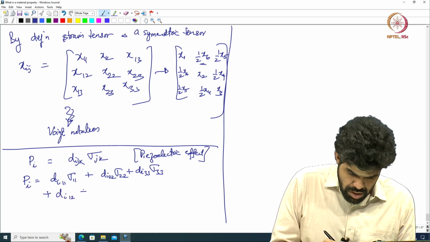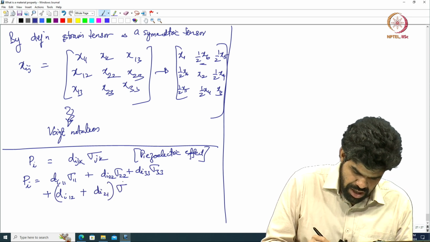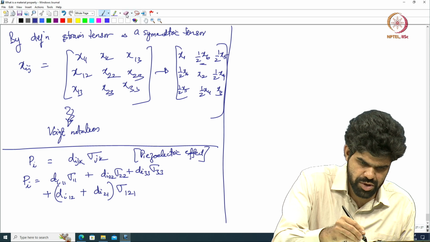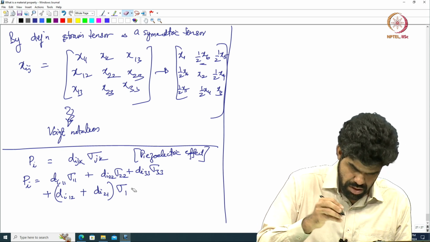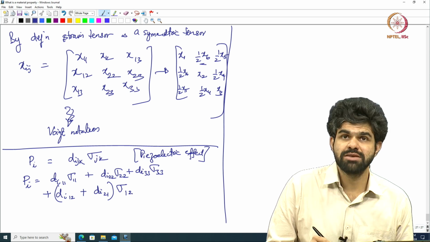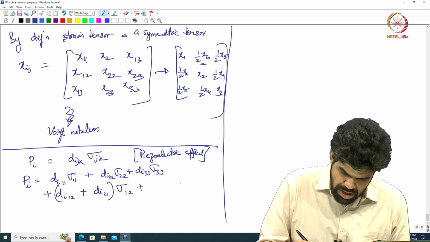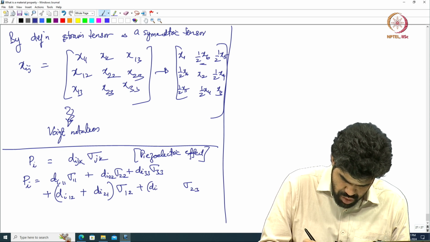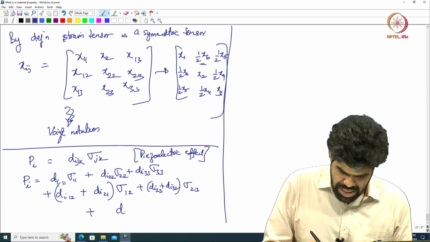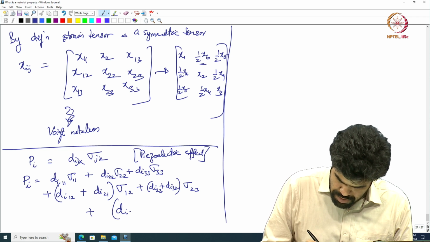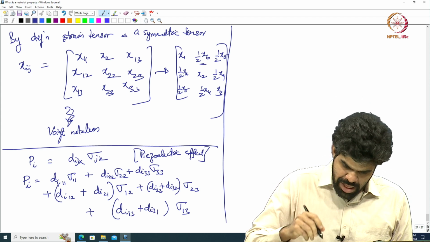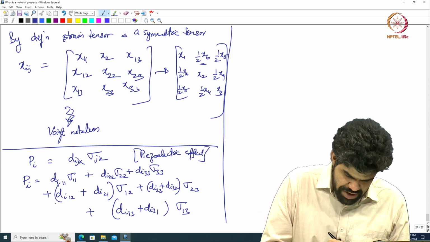plus d I 12 plus d I 21 sigma 12, right, but sorry, what am I doing? Sorry, sigma 12, but sigma 12 is the same as sigma 21. So, I can combine these two terms, plus sigma 23, again I will have d I 23 plus d I 32, right. So, I am using the fact that sigma 32 is the same as sigma 23, the symmetric nature of this tensor, plus d I, what is it, next comes sigma 13. So, 13 plus d I 31, right. Okay. Now, while doing piezoelectricity I am going to define this, right.